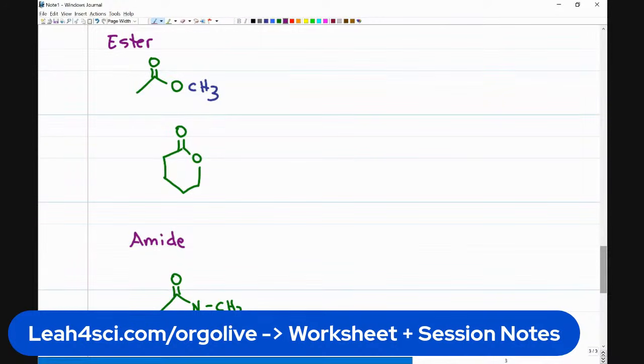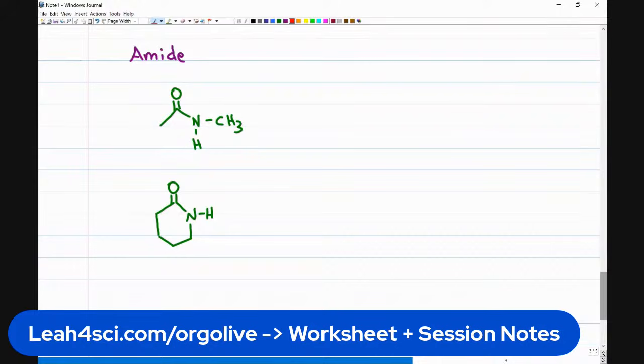That's the important part. If you have a cyclic ester, this one is called a lactone. And the way I remember the lactone is it has that O, that oxygen, lactone, the functional group that has the O. And the cyclic amide, the way I remember this one is a lactam. Lactam has the M for amide. Okay, do not mix up your lactones and your lactams. Make sure you understand the tricks for remembering them.